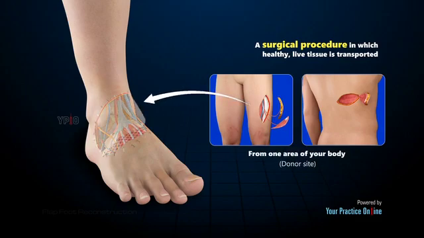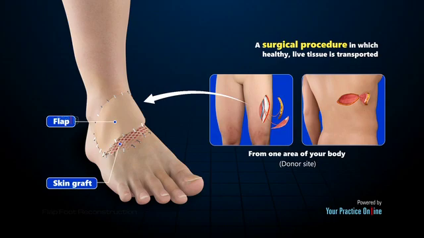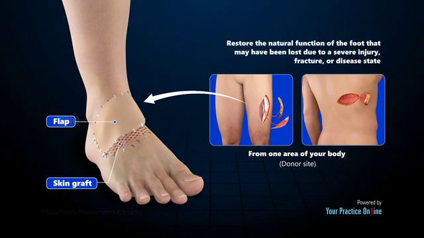area of your body, donor site, to your foot area, recipient site, that has lost skin, fat, muscle, or even bone, to correct the structures of the foot and restore the natural function of the foot that may have been lost due to a severe injury, fracture, or disease state.